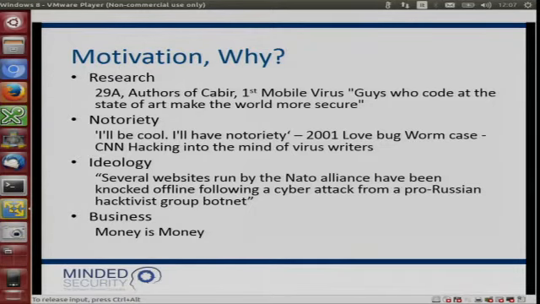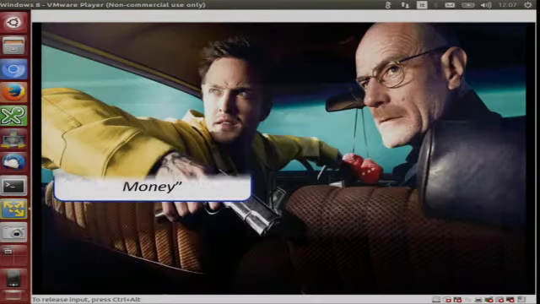Other authors do it for notoriety. In 2001, in the Love Bug worm case, CNN's piece on hacking into the mind of a virus writer reported that the author did it for notoriety. Then ideology: several websites of the NATO alliance have been knocked offline by a pro-Russian activist group. And of course, the main reason to write malware nowadays is business.